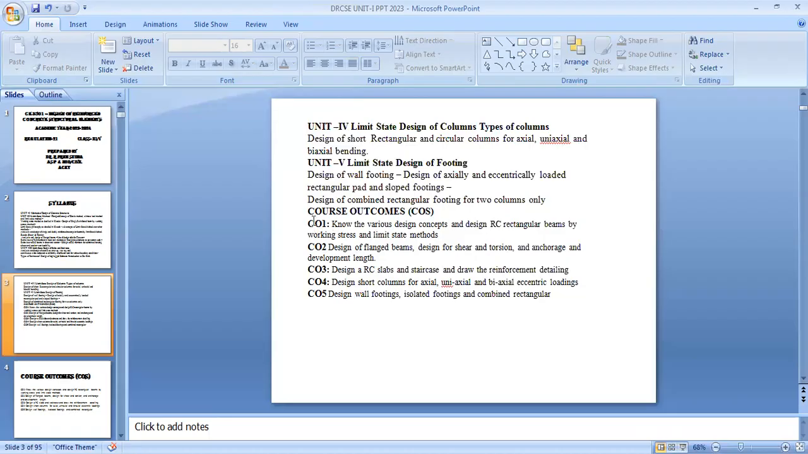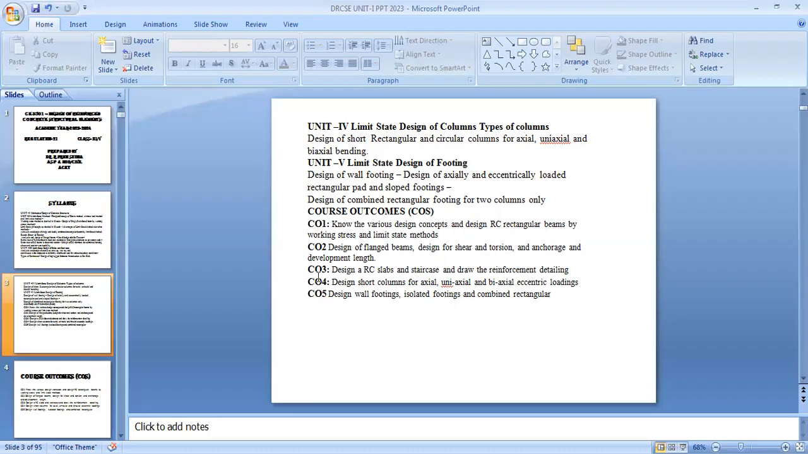So, your first unit, CO1: if you study this unit, the outcome will be to know the various design concepts and design RC rectangular beams by working stress method and limit state method. CO2: the design of flanged beams and design for shear, torsion, anchorage, and development length. While we are using the shear reinforcement and torsion reinforcement, what is the purpose of using torsion and shear, and how we need to design the shear reinforcement.